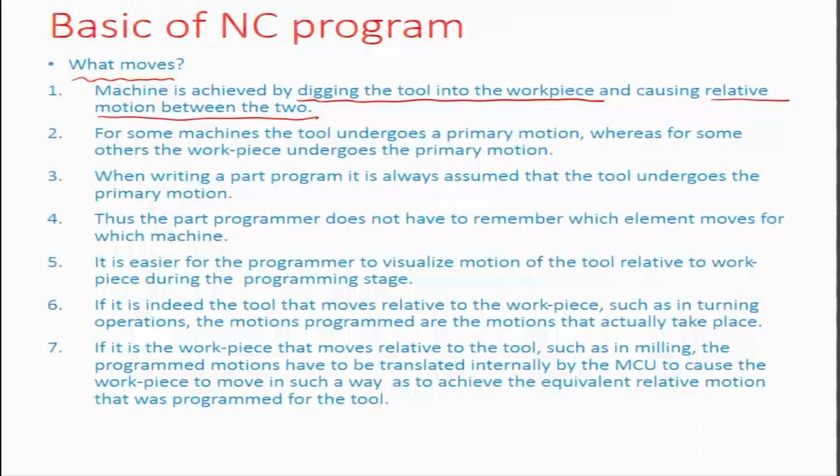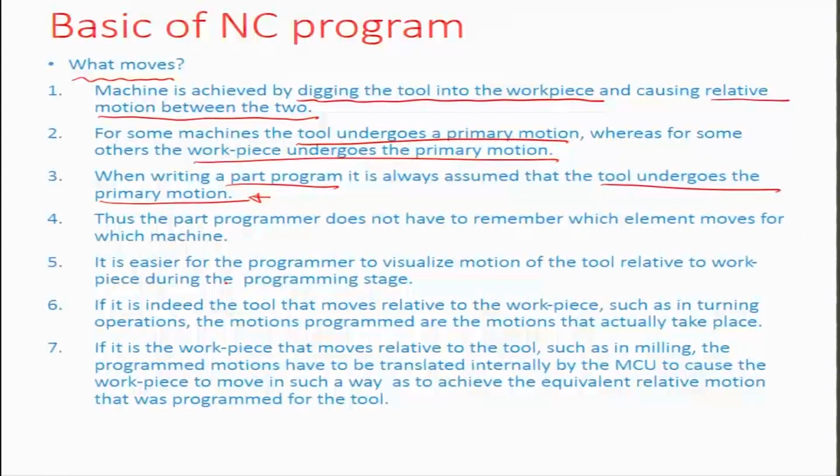So, the first knowledge that an NC programmer must have is what moves in the machine, whether it's the tool or whether it's the workpiece. There may be different kinds of machines, some in which the tool undergoes the primary motion. There can be other machines where it is the workpiece which may undergo the primary motion. Whatever it may be, one must assume as a part programmer that it is the tool which would undergo the primary motion.